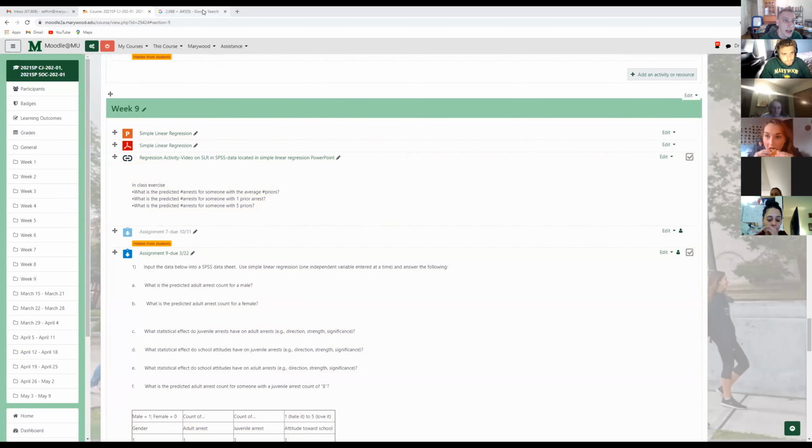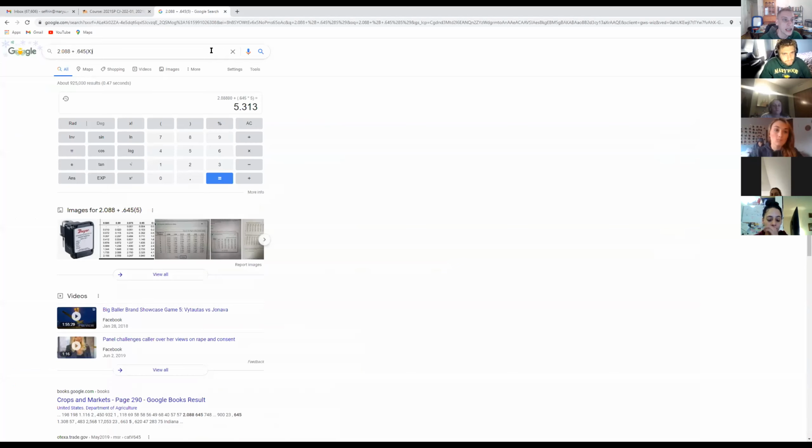So what I have right here, and tell me if you can't see my screen anymore, I just switched to Google, and I just typed in the regression equation, the parts that we need. And so right here, I've got 2.088 in my Google search bar. That's A, that's the constant from the regression equation, plus B, which is 0.645, which is beta, from the regression equation. And then I have it being multiplied by some value x. And that's where we have to decide what value we want to plug in for x.